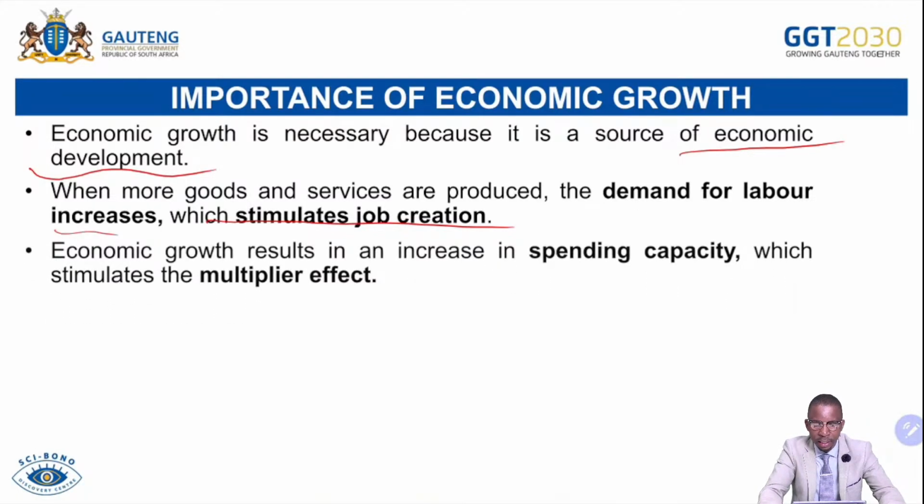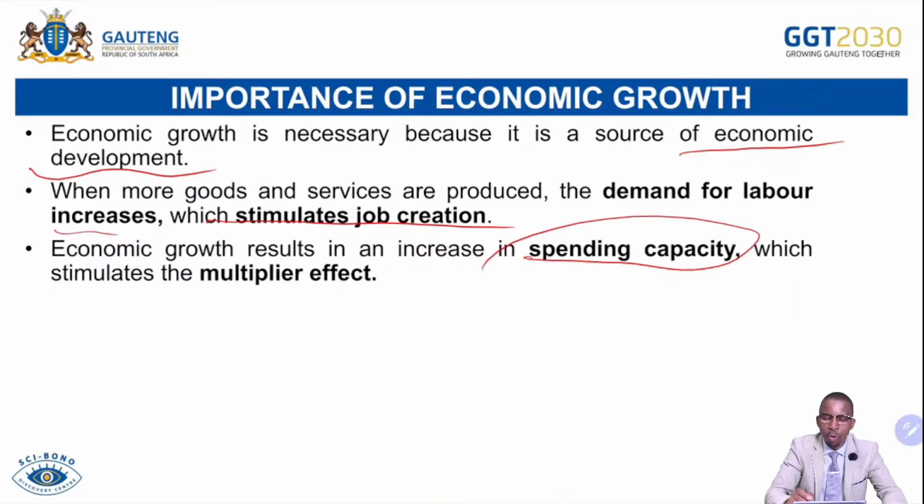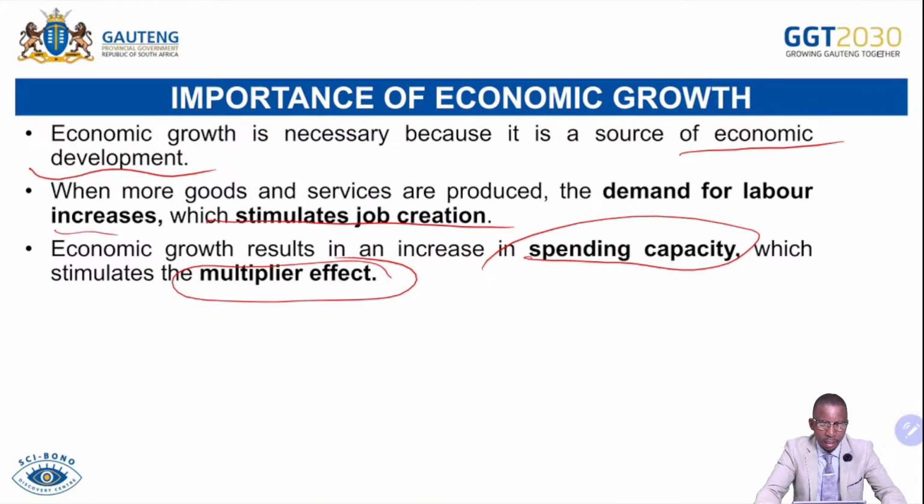Economic growth results in increase in spending capacity, which stimulates the multiplier effect. Whenever there's more economic growth or high economic growth, people will tend to have more income and spend more on goods and services. That will be increasing what we call the multiplier effect. So the money will be increasing in the economy.